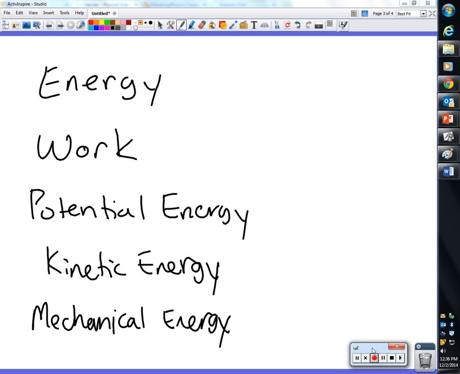We actually talked about 3 things that make up mechanical energy. Do we remember the 3 things? Kinetic, yes. Potential gravitational and potential elastic. So those 3 things together give us mechanical energy. All right, good there? Okay, yesterday.